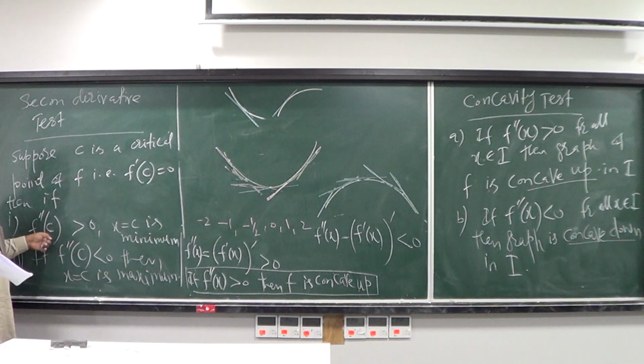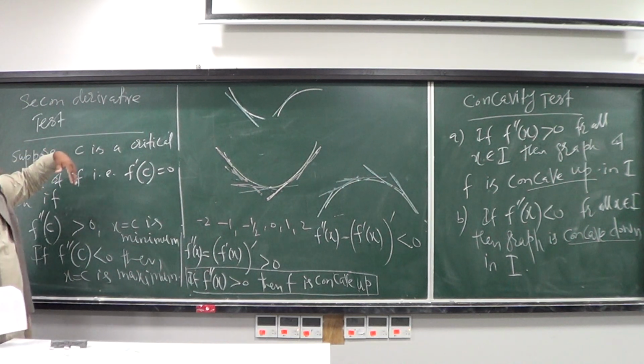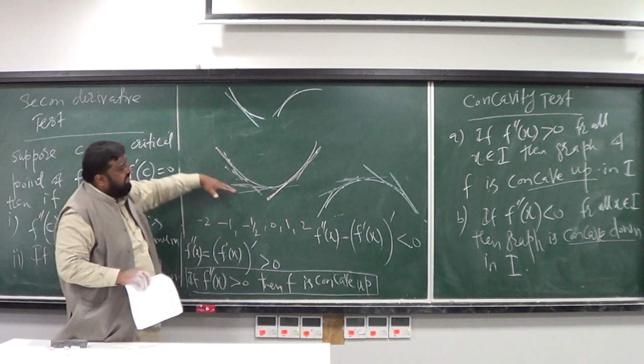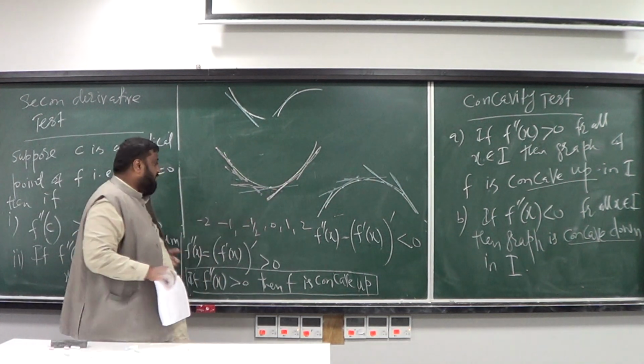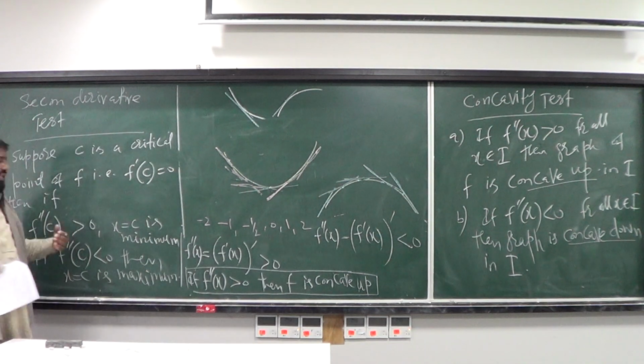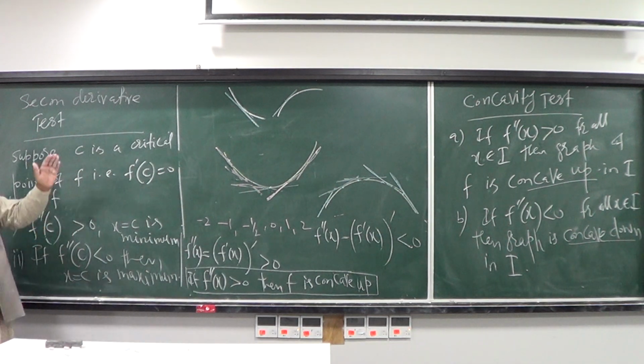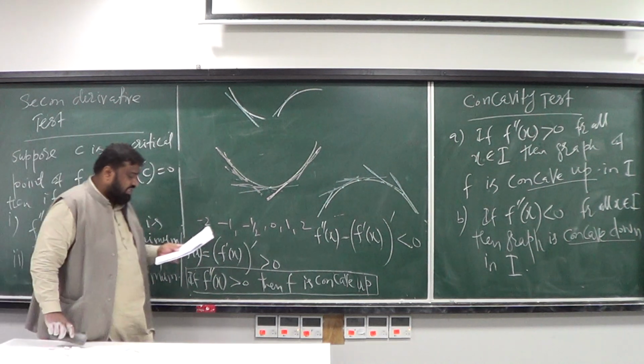Because if f double prime of c is positive, that means you have a concave up curve, so you're going to have a minimum point. And if f double prime of c is negative, you are talking about a concave down curve, so the critical point must be the maximum point actually. I hope this is making sense to you.